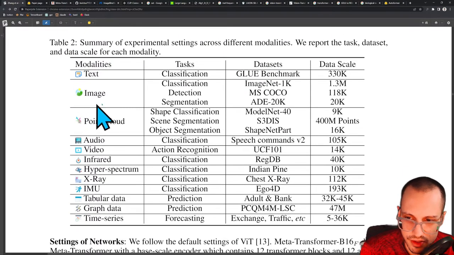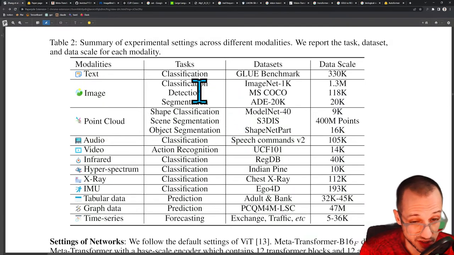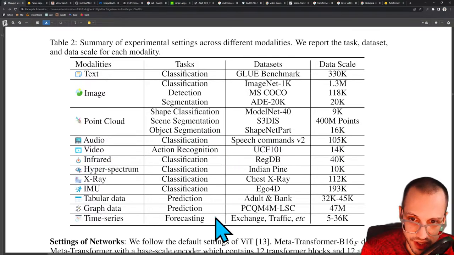Okay, so here is a summary of all the text that we just read. So you have all the data modalities here. You have the different tasks that they're using to push gradients for each of these. Most of these are basically classification. You have detection. Segmentation and detection are classification if you kind of blur your eyes. Action recognition, also a type of classification. Classification.